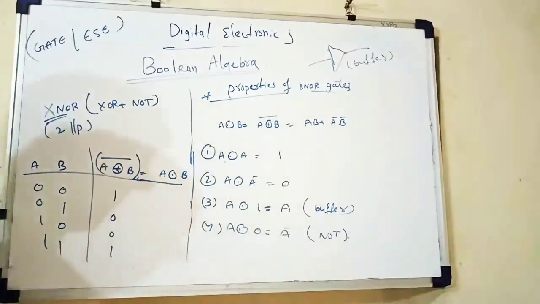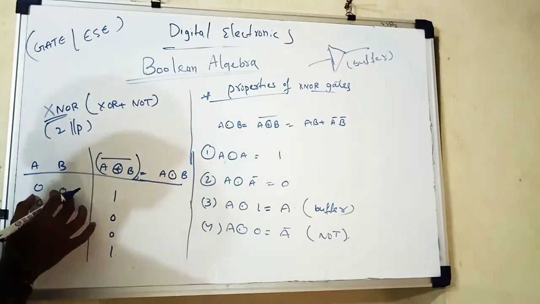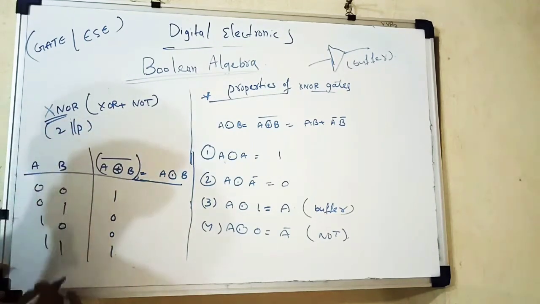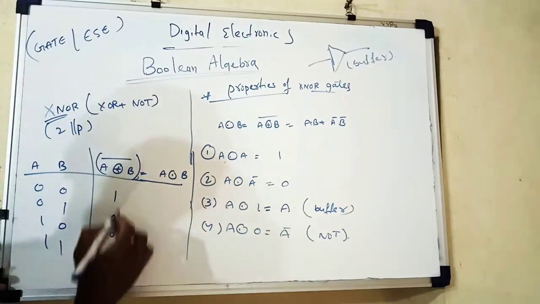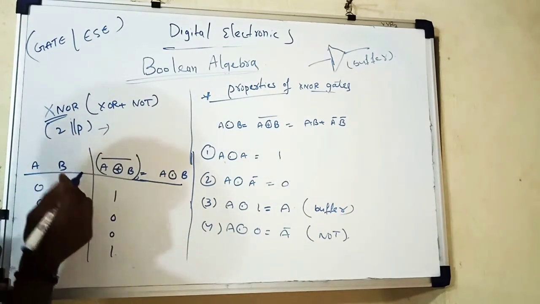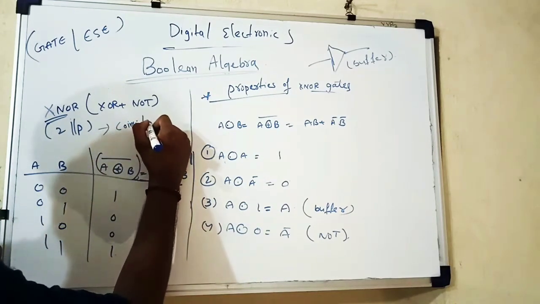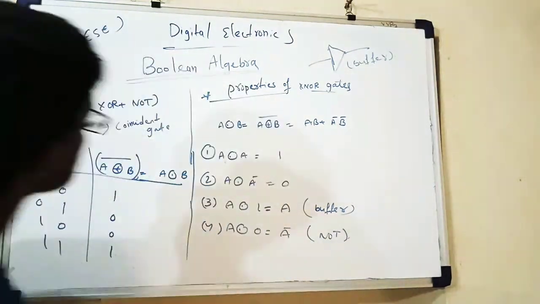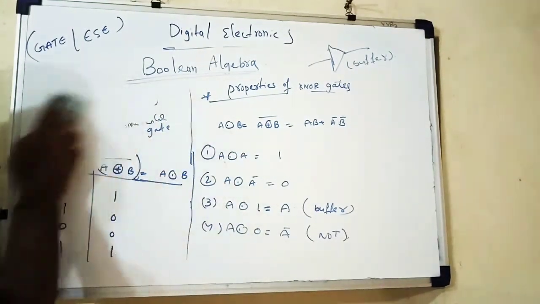This is about the properties of XNOR gates. Here in the XNOR gate, we have got output 1 only when all values are the same. That means inputs A and B are coinciding, that means both are the same. Whenever these two are equal, we are getting output as high. That means a coincidence is happening. So this XNOR gate is also known as the coincidence gate. This is about the XNOR gate.